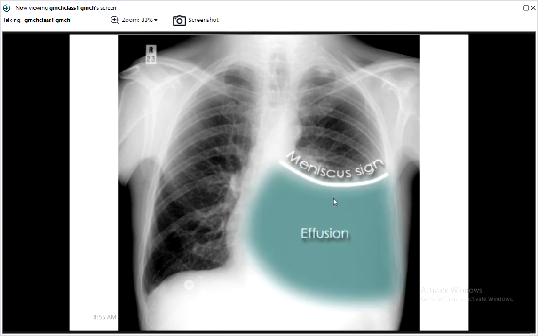Okay, so this is pleural effusion. There is shift of trachea to the opposite side. Half of the hemithorax is opaque, clearly without any bronchograms. Okay, so this is pleural effusion. There is blunting of these costophrenic angles. Okay.